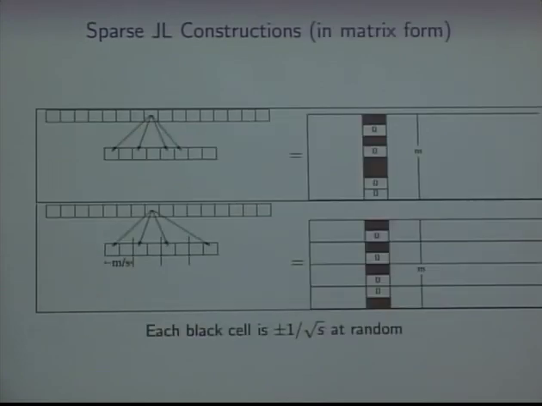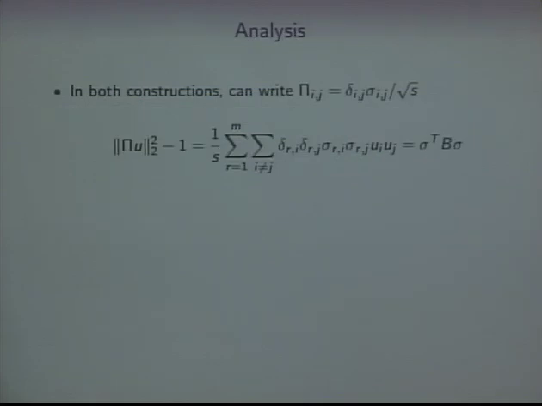And just in matrix form, this thing here really is your embedding matrix pi. For each column, you pick exactly s locations and put a random sign there. And here I've broken up the rows into s blocks, each of size m over s. Okay. So how do you analyze this kind of thing? I'm not going to go through the details of the analysis, but let me give you a little overview. In both constructions, you can write the ijth entry of the matrix pi in the following way. Delta ij is a 0, 1 random variable telling you whether the ijth entry of pi is nonzero. Sigma is a random sign, and there's this normalization by root s.